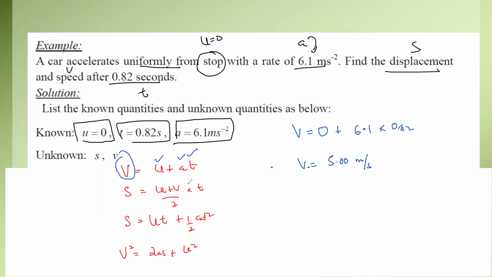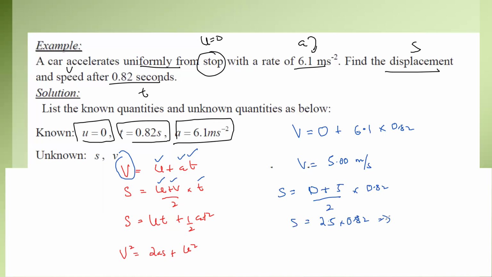Now, we need the displacement. We can use any of the formulas now, because we have U, we have V, and we have T. So we can use this formula to work out the displacement. The initial velocity is 0. The final velocity after 0.82 seconds is 5, divided by 2, multiplied by T, which is 0.82. So it will be 2.5 times 0.82.